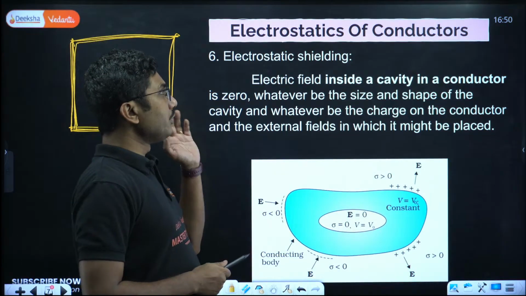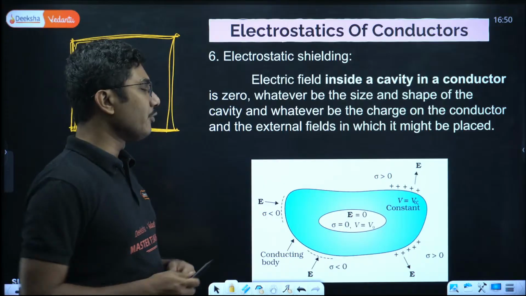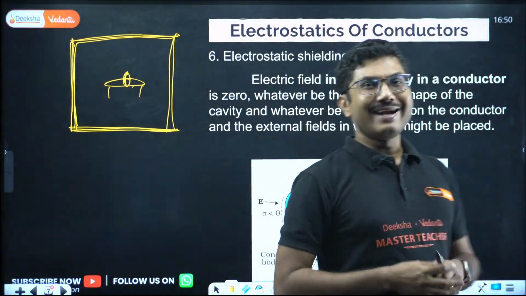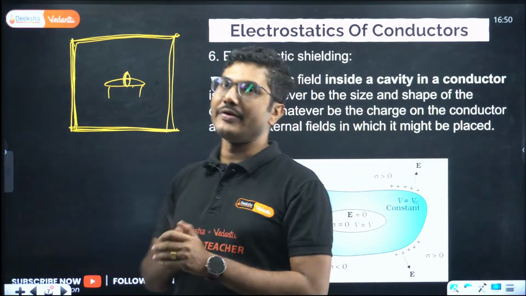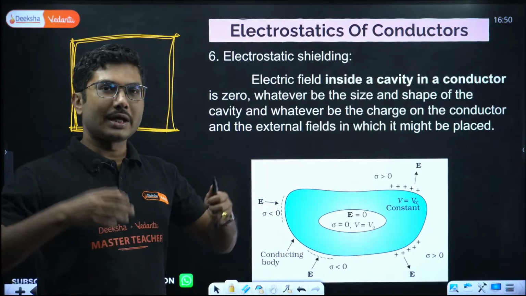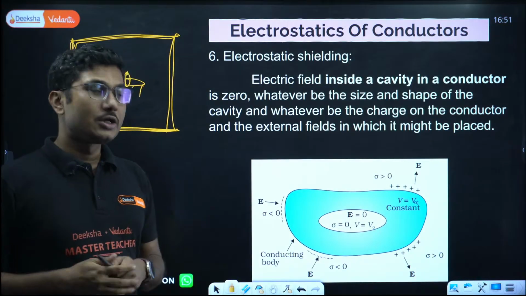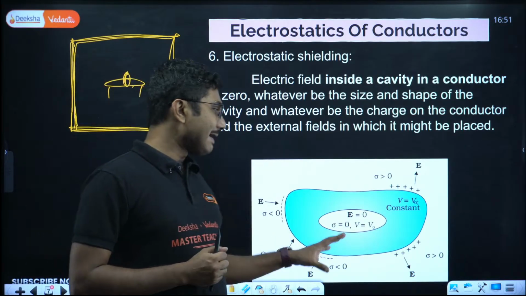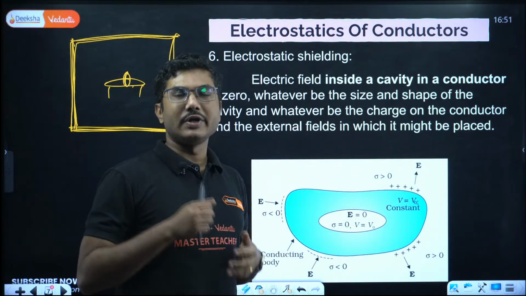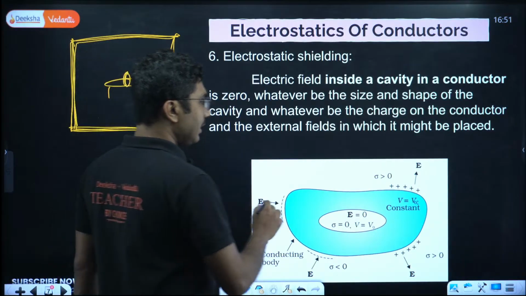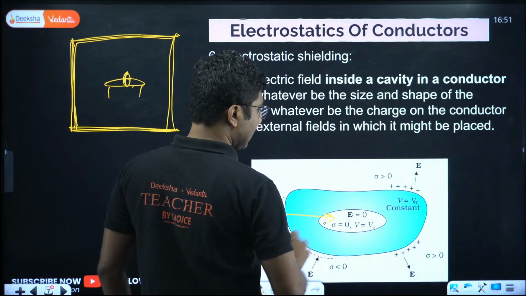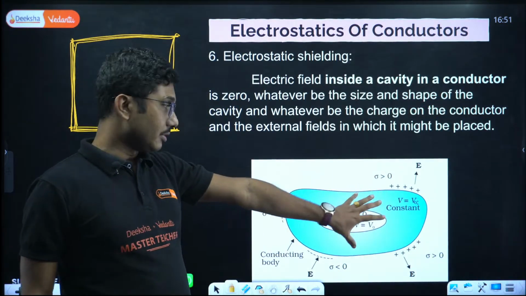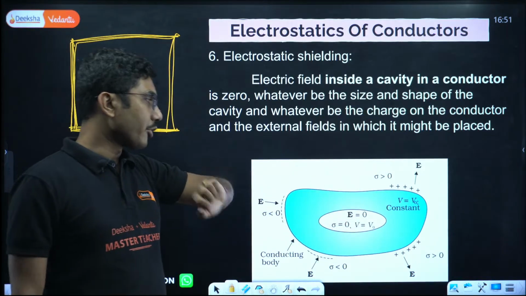So now let's move on to electrostatics. Electrostatic shielding. What is electrostatic shielding? Suppose you have a full metal, and inside the metal you create a cavity, meaning a hole. You may have heard the advertisement about a cavity inside your teeth. So cavity means a hole. If there is a hole inside the metal, inside that hole also the electric field will be zero. The electric field will not go inside the conductor, so it will pass outside the conductor and outside the hole, and inside the electric field will be zero and potential will be constant.